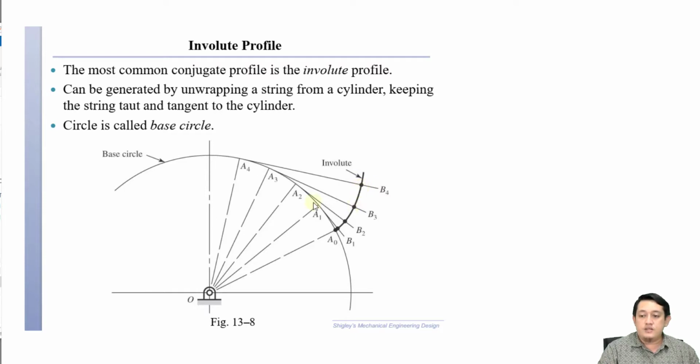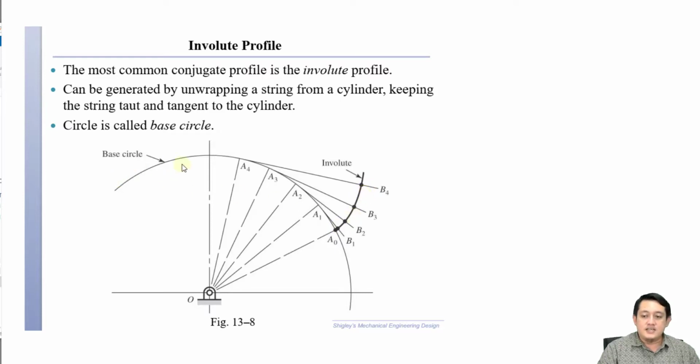After that they mark this point, and then the same process with A3 to B3, which has the same length as A3 to A0. They wrap from A3 to A0 and then unwrap the string and make it tangent at point A3. This is the point that they want to mark, and then the process continues with A2 and also A1. When they combine all these points, we get this involute profile.